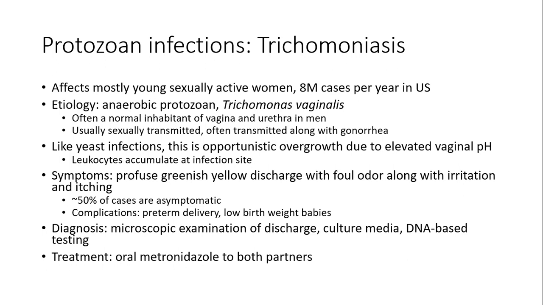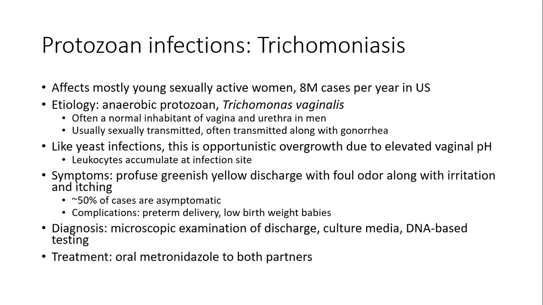Okay. I think this is our last one, trichomoniasis, which is a protozoan infection that affects mostly young, sexually active women, resulting in about 8 million cases per year in the United States. This is caused by an anaerobic protozoan, which is called Trichomonas vaginalis. It can normally be an inhabitant of the vagina and the urethra in men. It doesn't usually present on the men's side, only in the women.